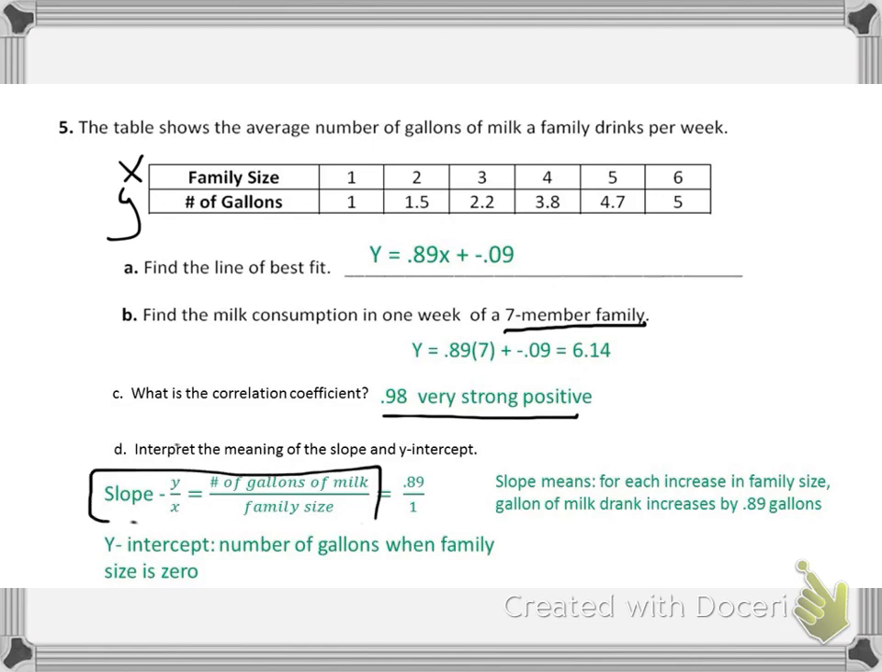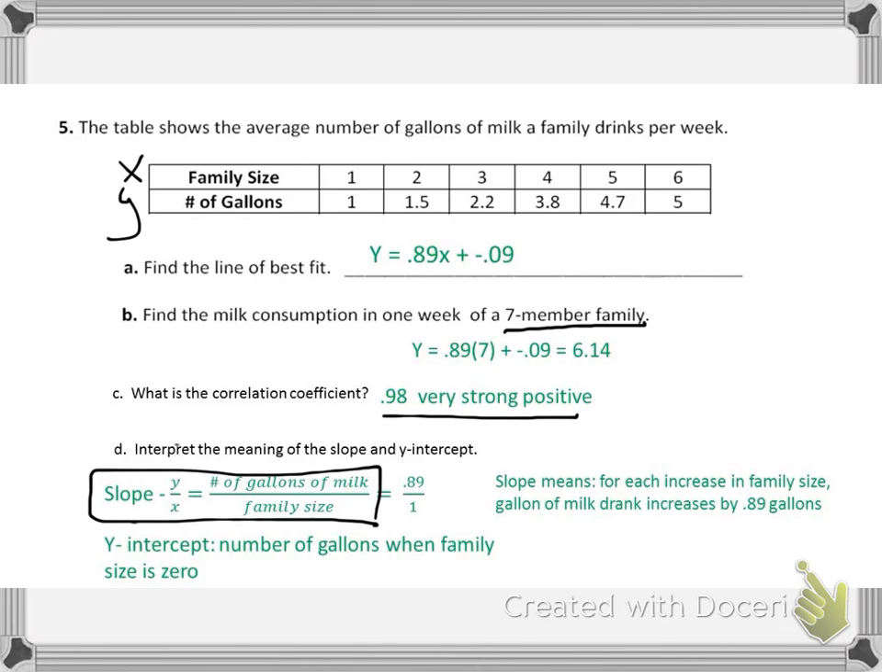All right, I want to talk about slope again. Slope, y divided by x. Number of gallons of milk over family size. So, every time you increase the family size by 1, your milk drinking increases by 0.89 gallons.